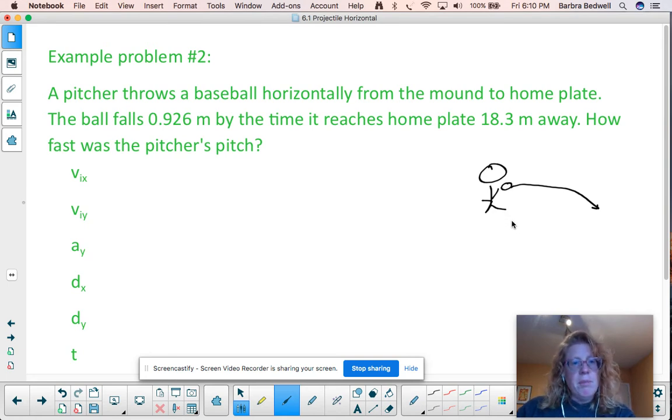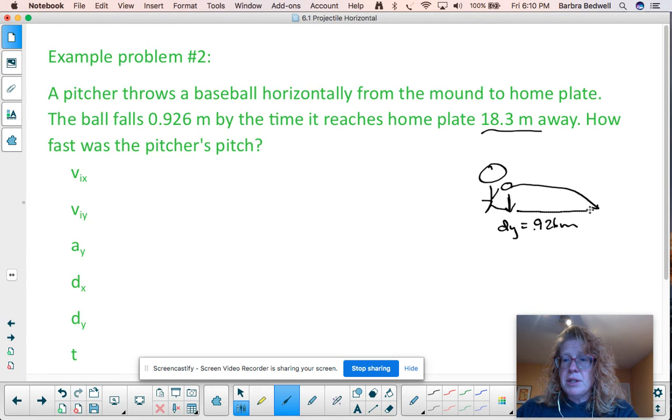The ball falls 0.926 meters. That tells me this distance, dy, equals 0.926 meters, by the time it reaches home plate, 18.3 meters away. 18.3 meters is this direction, so dx equals 18.3. How fast was the pitcher's pitch?